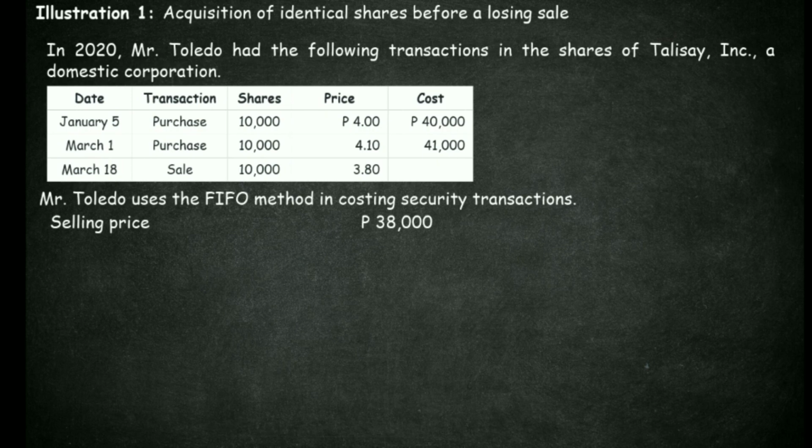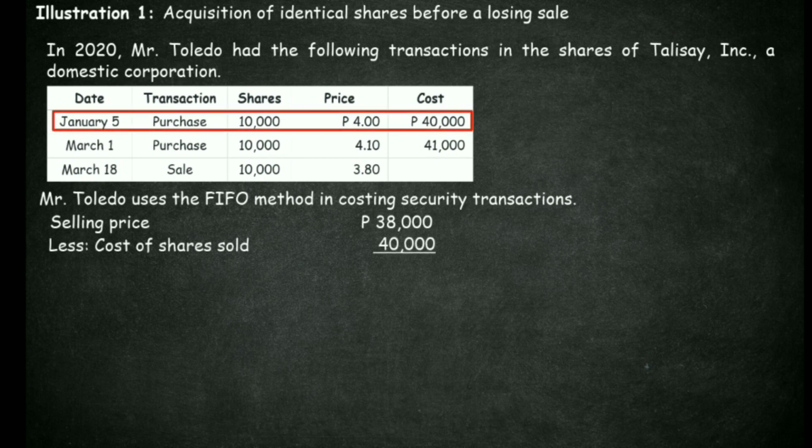Since Mr. Toledo here is using the FIFO method, it means that whatever shares he bought first are also the first ones he will sell. In this case, that would be the shares purchased on January 5, 2020. So 10,000 shares at 4 pesos per share, so the total cost of the shares sold is 40,000 pesos. Okay, so we have a selling price of 38,000 and a cost of the shares sold of 40,000. So the cost of the shares is bigger.